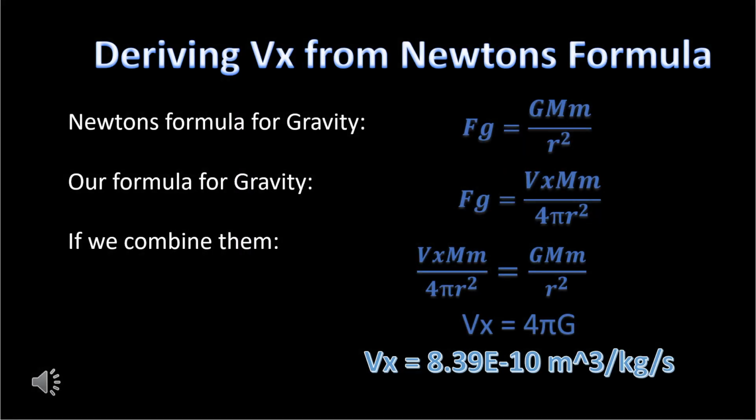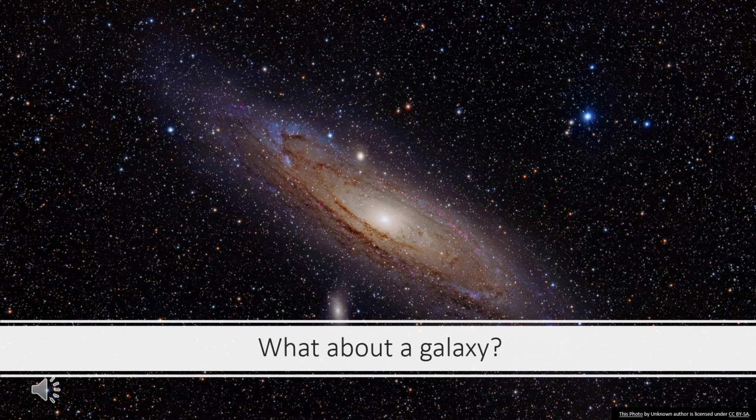We can also derive Vx from Newton's formula for gravity. Newton's formula for gravity says that the force of gravity is equal to the gravitational constant times the mass divided by r squared. Our formula for gravity is that the force of gravity is equal to Vx times mass divided by 4 pi r squared. If we combine these two equations, we can see that Vx is equal to 4 pi times the gravitational constant. Therefore, we can say that the gravitational constant is the proportion of the volume of space consumed per kilogram per second. And we can therefore calculate Vx as equal to 8.39 times 10 to the negative 10 meters cubed per kilogram per second.